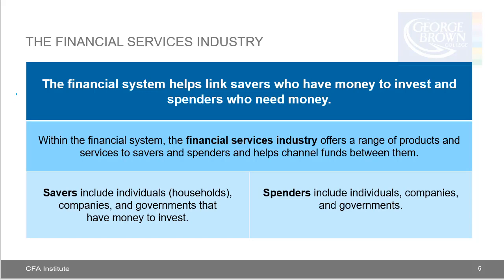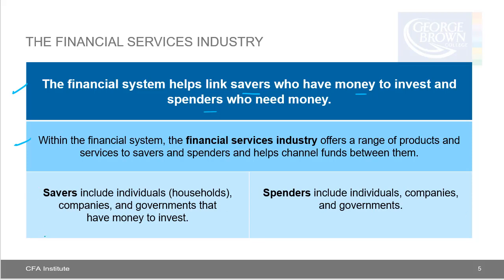The financial services industry. Well, the financial system helps link savers who have money to invest and spenders who need money. Within the financial system, the financial services industry offers a range of products and services to savers and spenders and helps channel the funds between them.